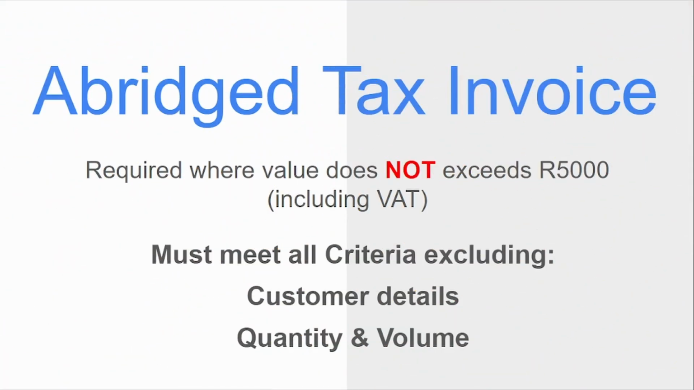Next, we're going to look at an abridged tax invoice. This is required where the value does not exceed 5,000 Rand including VAT. All the same criteria must be met, excluding the customer details and the quantity and volume.